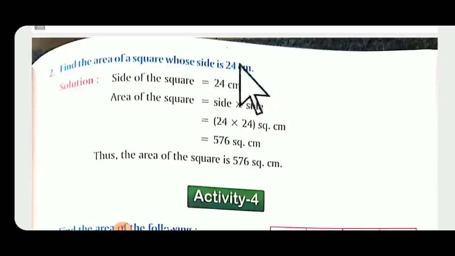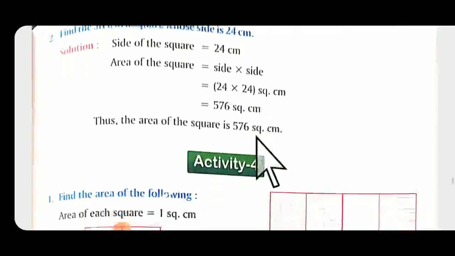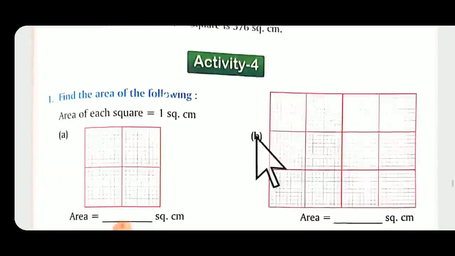The next one is find the area of a square whose side is 24 centimeters. Side of the square is 24, given. Formula is area of a square is equal to side into side. If you multiply side into side, you will get 576 square centimeters.